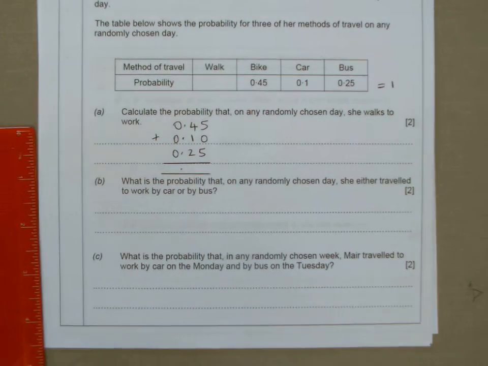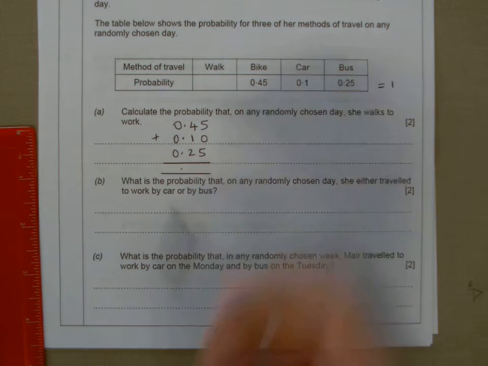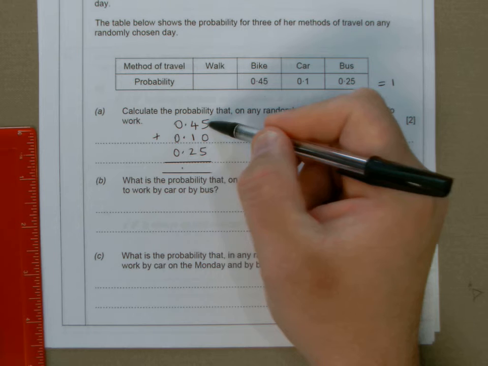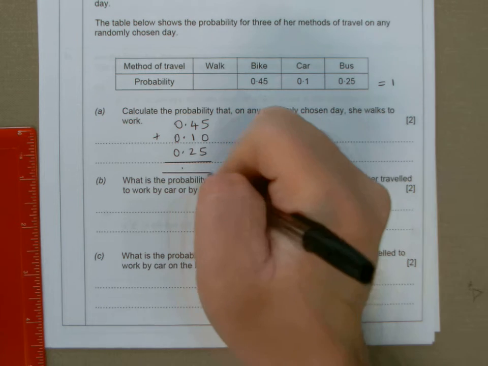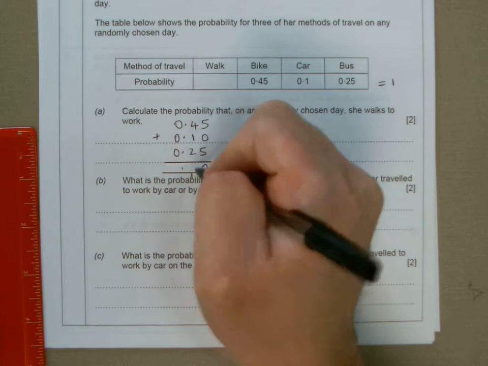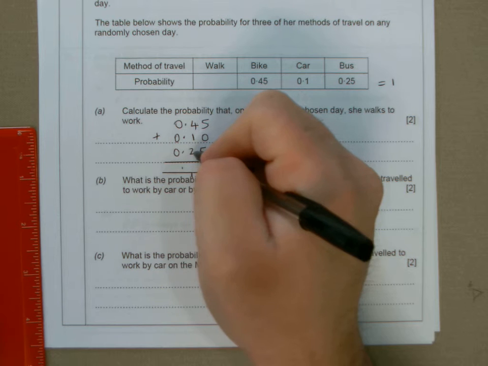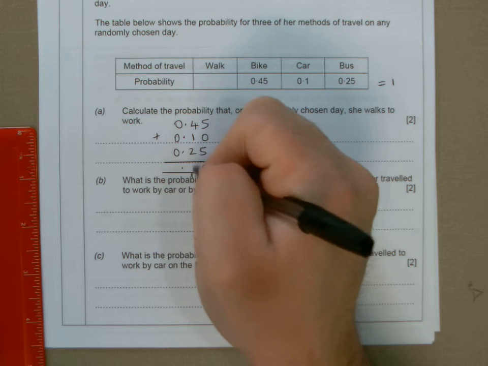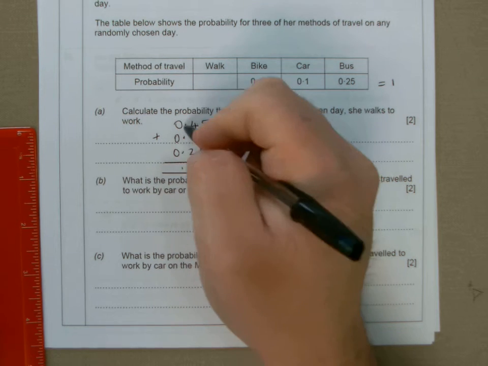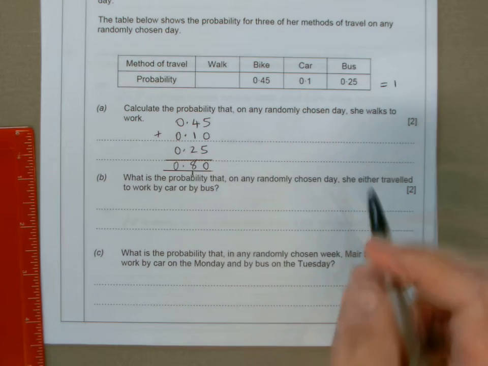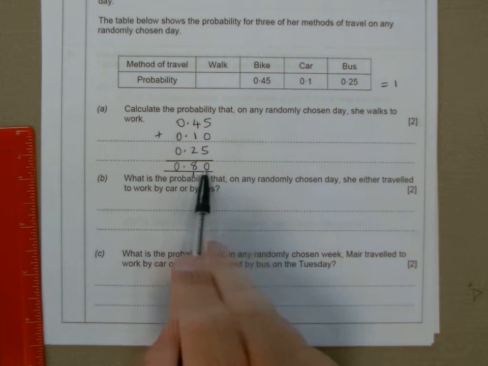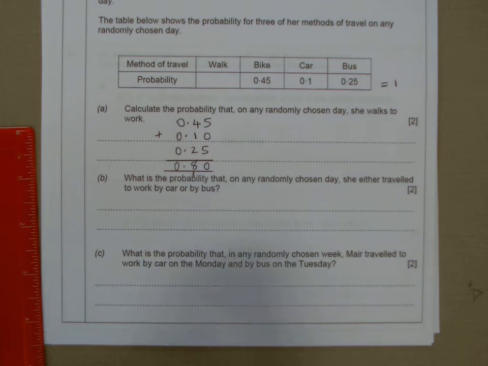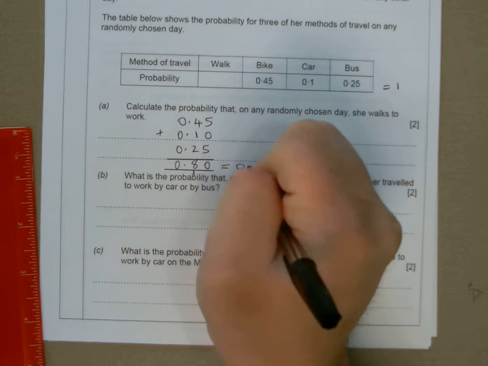Okay, so now we're going to add them up. We start on the right hand side. 5 add 0 add 5 is 10. So put 0, carry 1. 4 add 1 add 2 is 7. Add the 1 then is 8. And then of course all those zeros is just 0. So those 3 add up to 0.80, or if you want, 0.8. It's the same thing, isn't it?